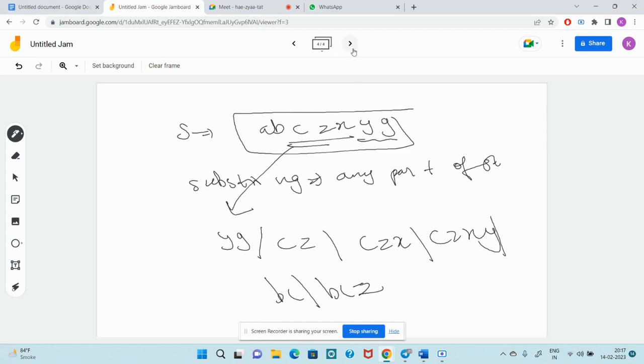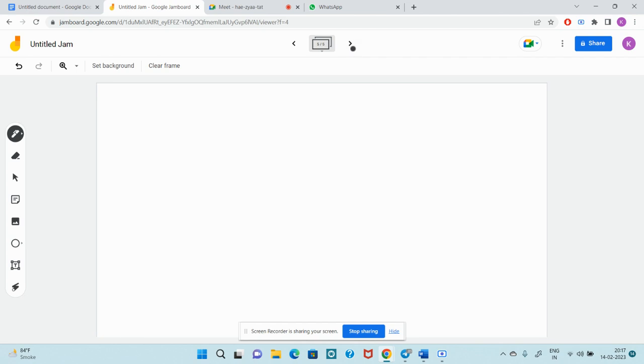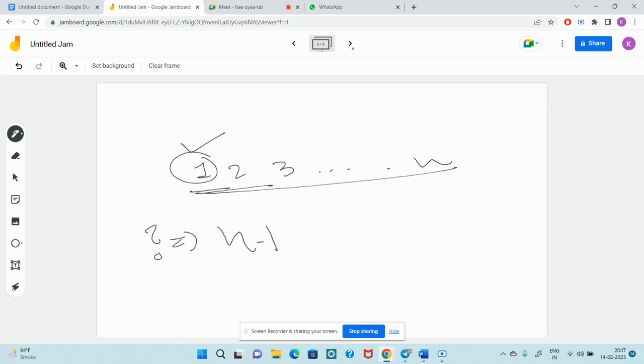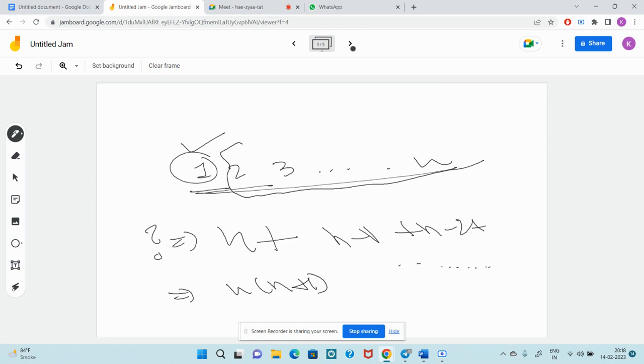So guys, if you use common sense, you will come to know that if you are given a string of length n, how many substrings are there? There are n substrings starting from index number one. Then starting from index number two, there are n minus one, right? Similarly n minus two, and if you keep adding till the last, the summation you get is n into n plus 1 by 2.